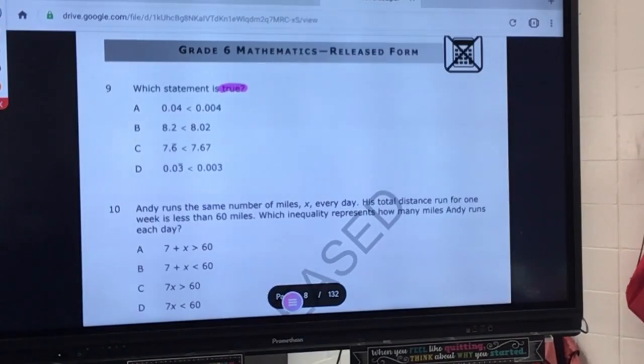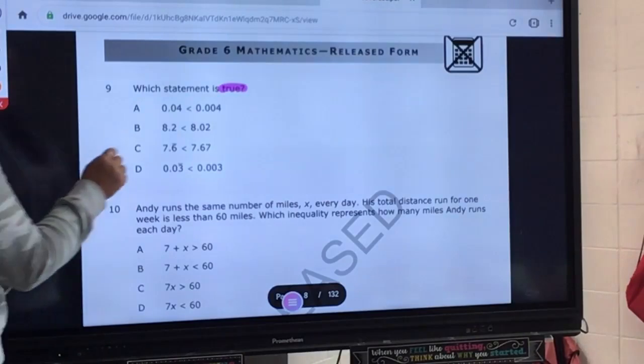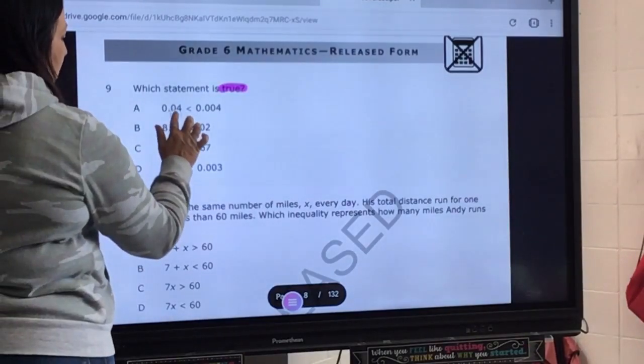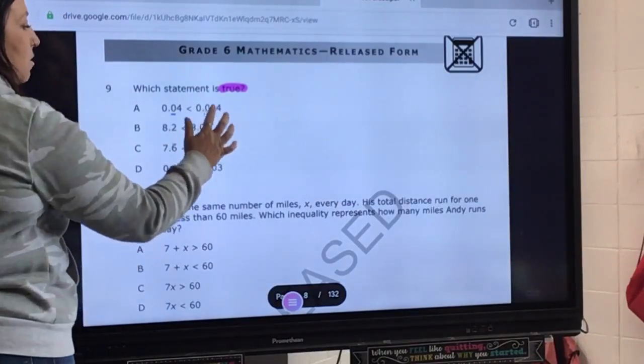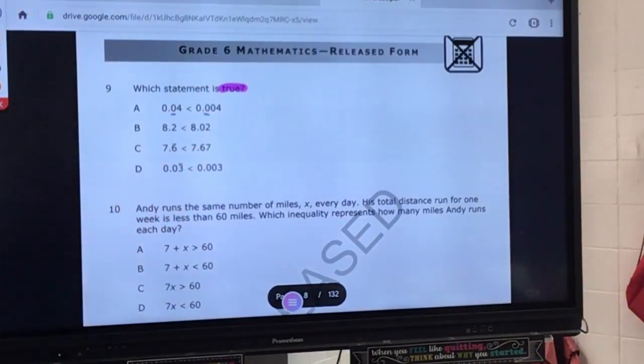Each of the what? Of the values, like the tenths, the hundreds. Right, so we need to be looking at the place values. For the first one, the first place value right here is a 0. The first one right here is also a 0. So right now, they're still the same.